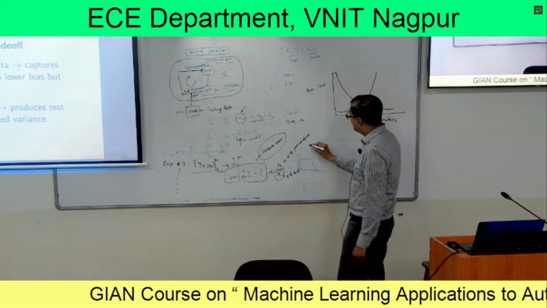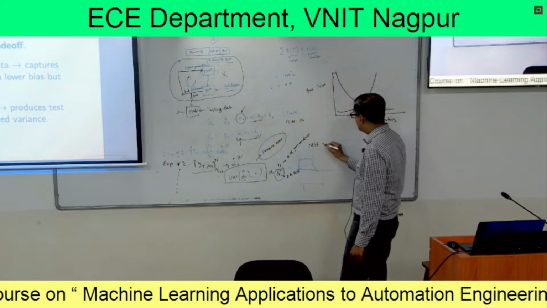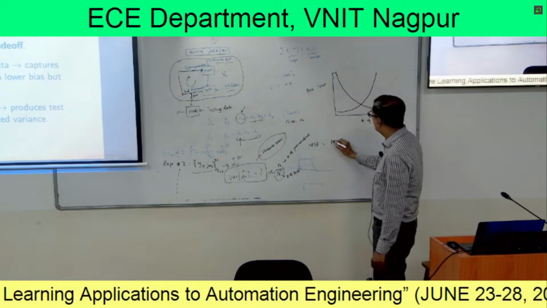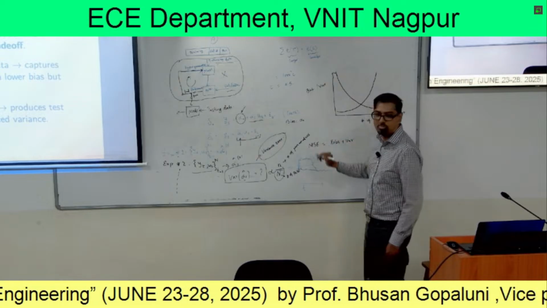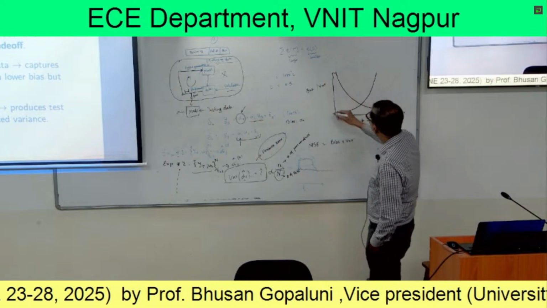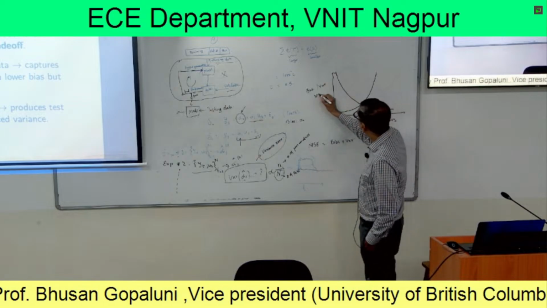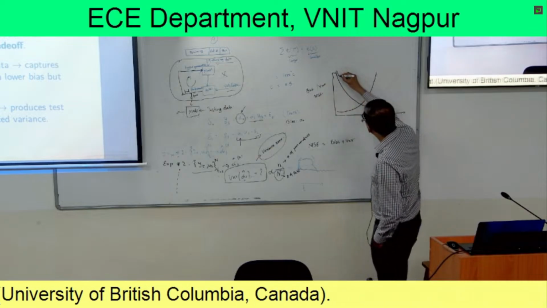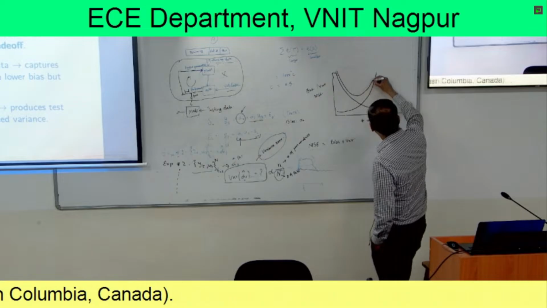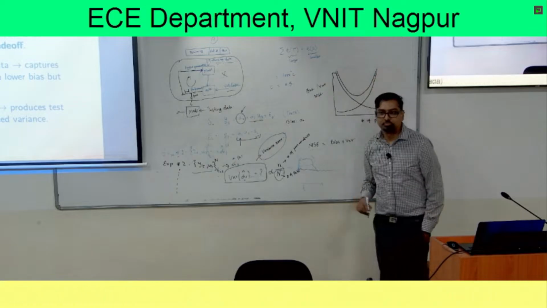The mean squared error is the sum of bias and variance errors. That's called mean squared error. Now let's add these 2 errors and get mean squared error. So you add these 2 errors, then you're going to get a curve like this, mean squared error. Okay?